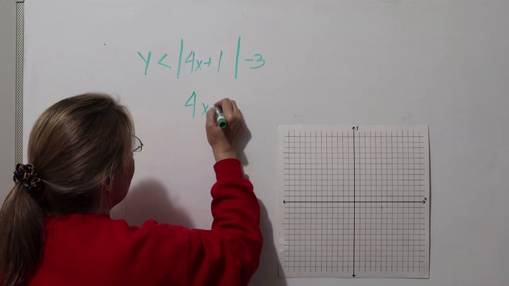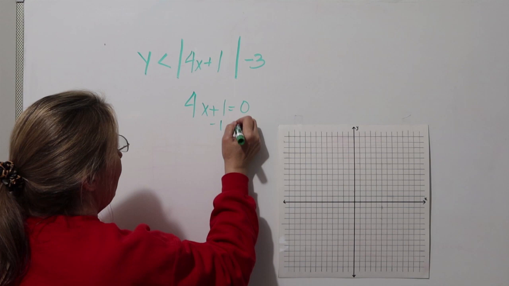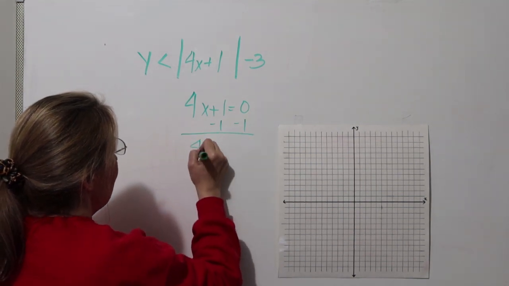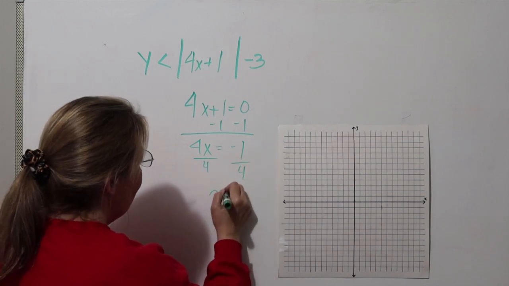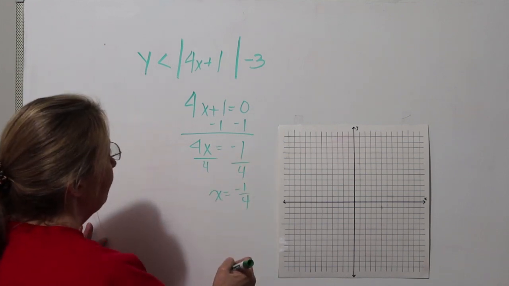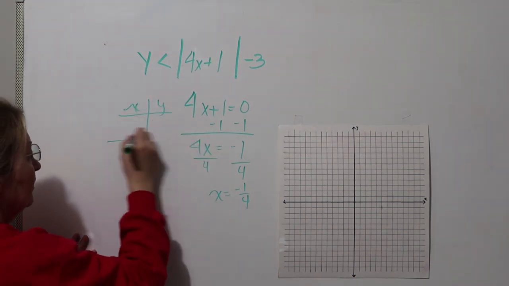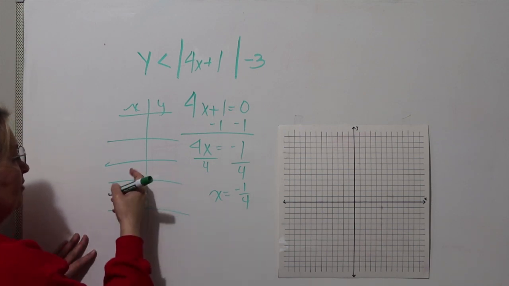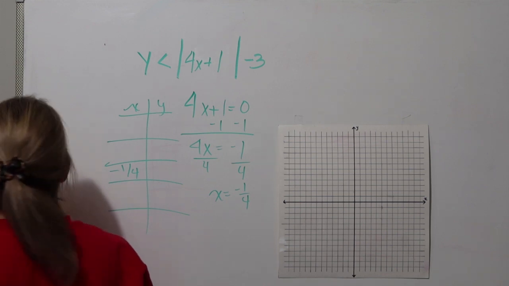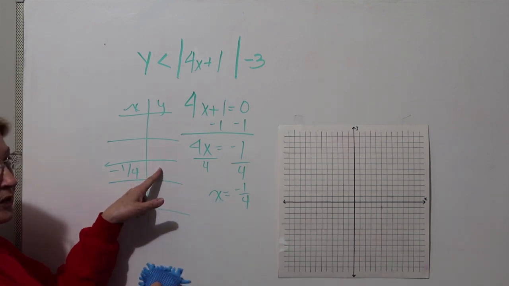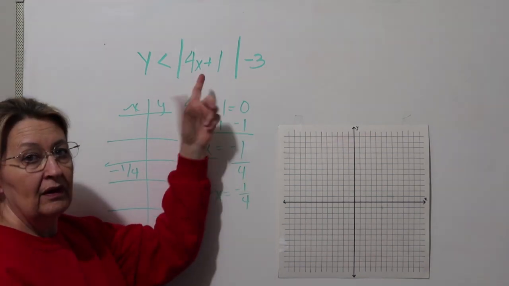So I'm going to do 4x plus 1 equals 0, and I'm just going to solve it. I'm going to subtract 1 from each side, so now I have 4x is equal to negative 1, and then divide by 4, so I have x is equal to negative 1/4. Now I'm going to make my little xy chart over here. This becomes the x coordinate of my vertex, and I'm going to put that kind of in the middle. All right. Now, in order to find the y coordinate, I'm going to take this number and go back up here and fill it in for what? For x.